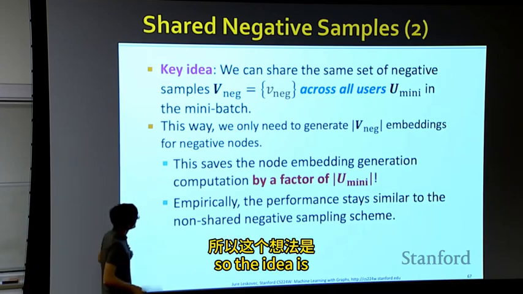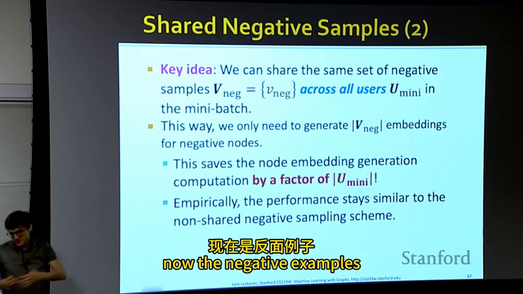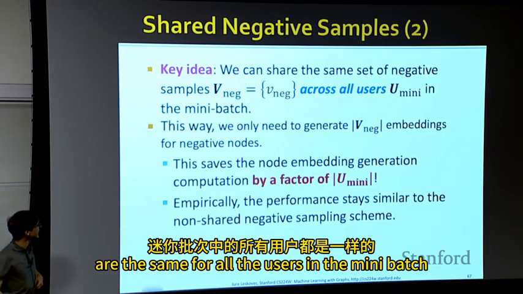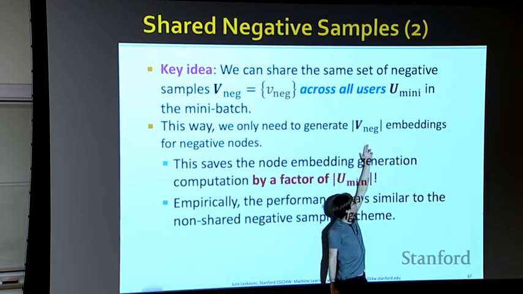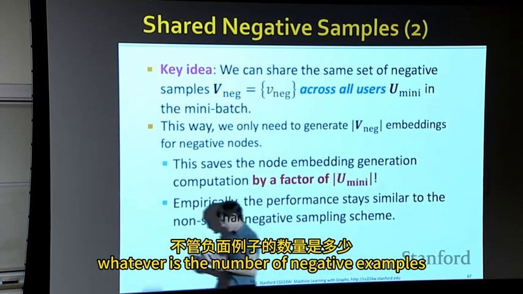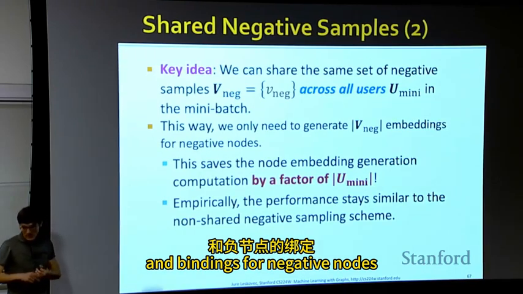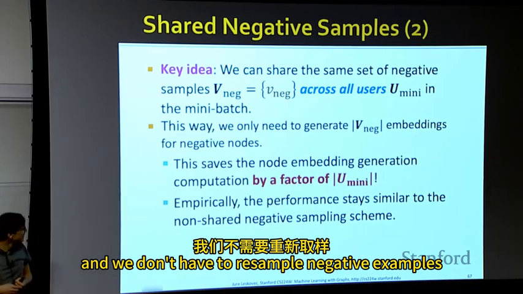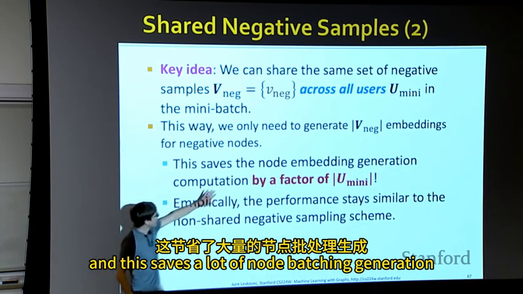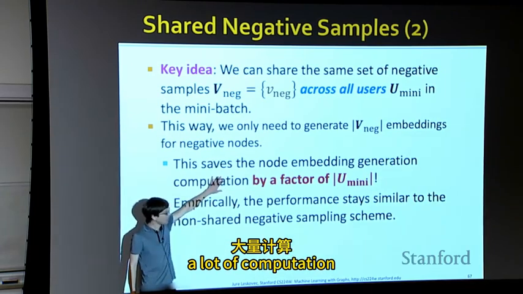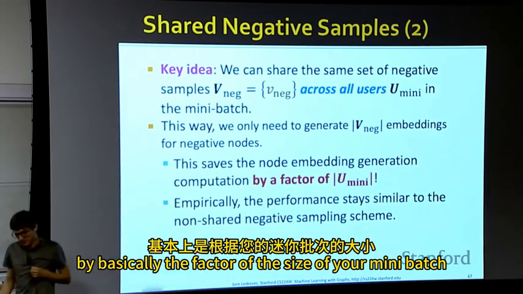So the idea is that while positive examples are user specific, the negative examples are the same for all the users in the mini batch. This way, we only need to generate embeddings for whatever number of negative nodes, and we don't have to resample negative examples every time for each user. This saves a lot of node embedding generation, a lot of computation, by basically the factor of the size of your mini batch.